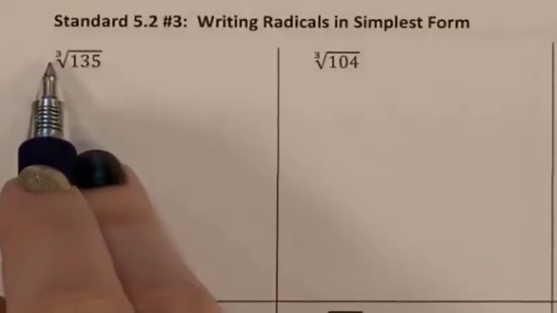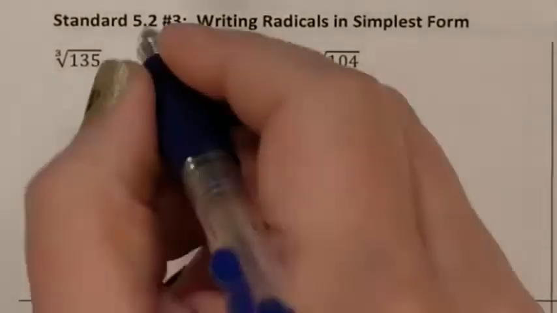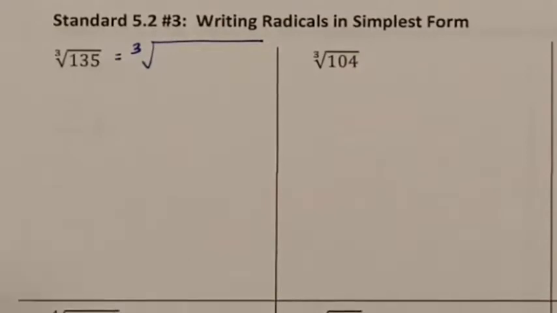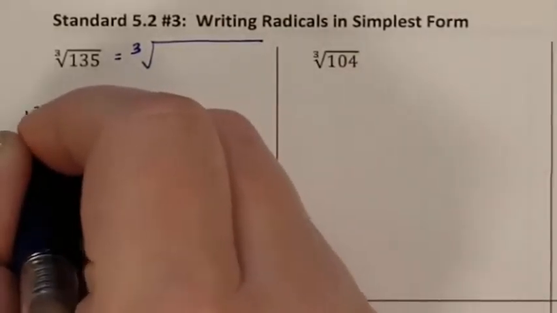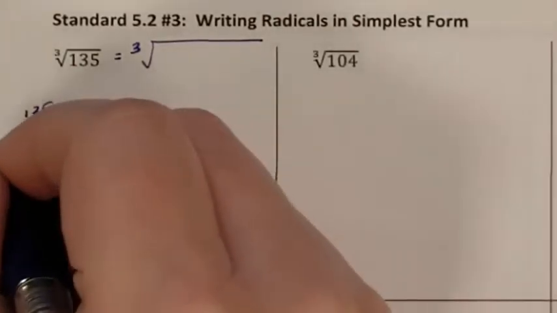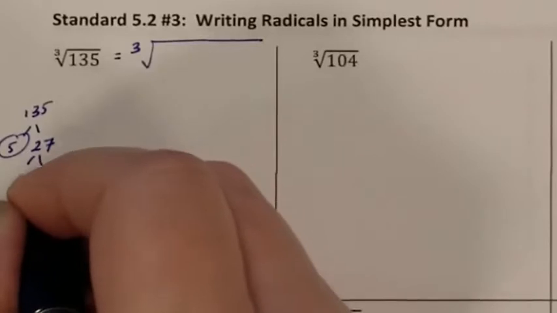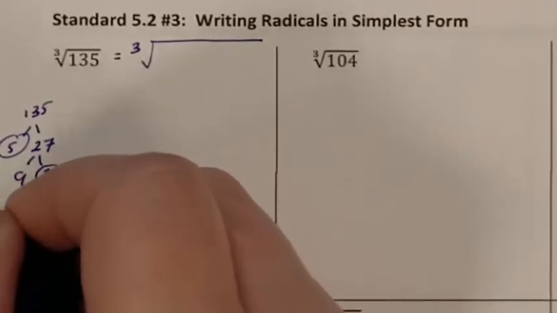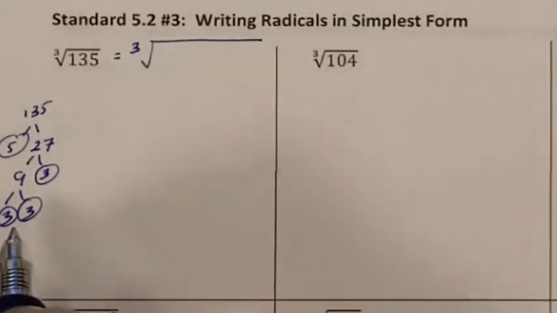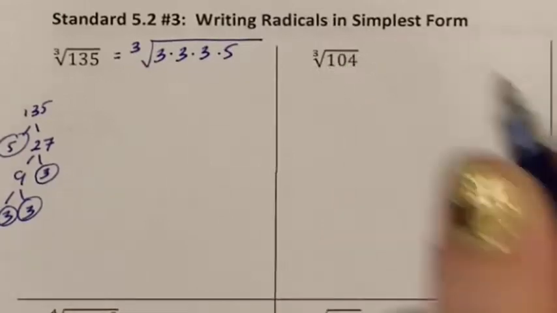So the first thing that I see is that I'm trying to take the third root of 135. I need to break this up into the prime factorization of 135. So here's my little factor tree. What two numbers multiply to give me 135? I know 5 and 27 will multiply together. 5 is prime, 27 is not. I'm going to continue to break up 27 until I get all of the primes. So my prime factorization is 3 times 3 times 3 times 5.